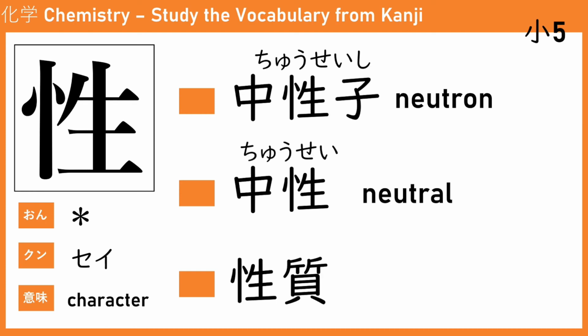The other one we have is seishitsu. Okay, so shitsu means quality. So the quality of the character, we can say the property. Okay, so for example, if it conducts electricity, it conducts heat. What is the seishitsu? What is the property of the thing?